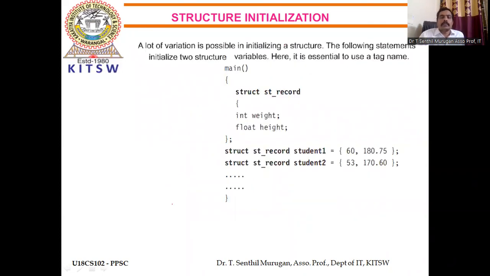Now you see that the student record structure is there. Two variables are there. For the first student, I have to create one variable, student 1: the structure name, then the variable name struct 1. I will give the first values, 60 and 180.75. This is student 1. For the second student, you will give other values like that. However many students you want, that many students we can create and give the values for.